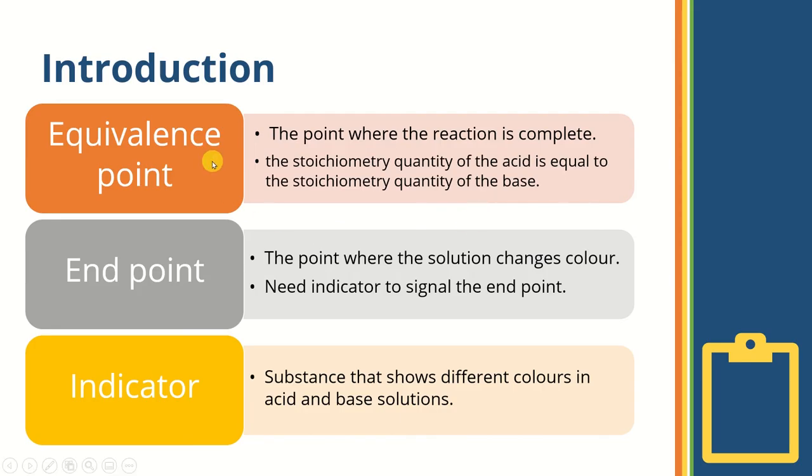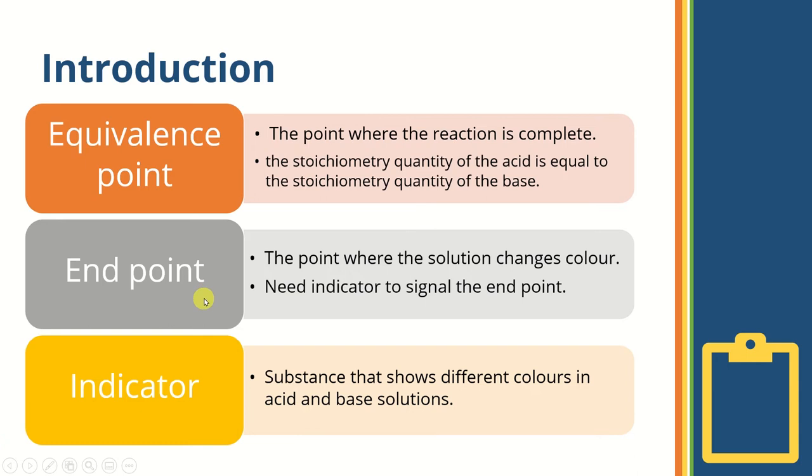The equivalence point, sometimes you can't see by eyes. So you need to see the endpoint instead. The endpoint is the point where the solution changes color. Why does the solution change color? Because you use an indicator to indicate this endpoint. An indicator is a substance that shows different colors in acid and base solution, or in solutions that have different pH values.